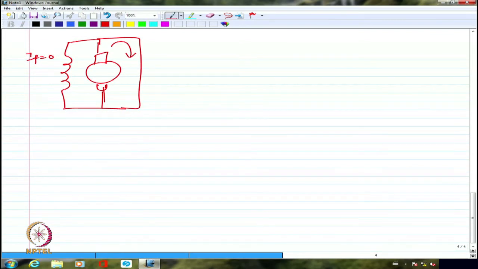So the current I get depends now upon what is the residual magnetism and what is the value of armature resistance. So I'm going to have Eg, which is generated with respect to residual magnetism, divided by Ra, which is the inherent armature resistance. And that is definitely not going to give me a very large current. It is going to be a smaller current, which will automatically protect my machine against any short circuit condition.